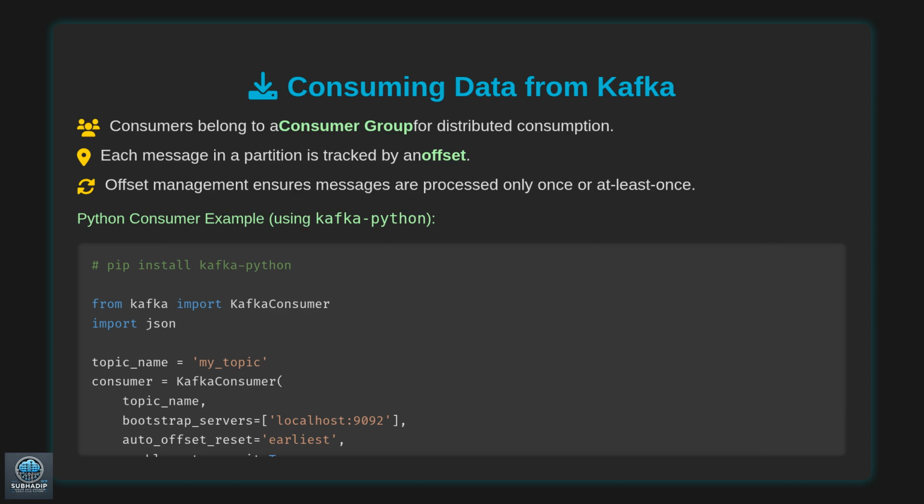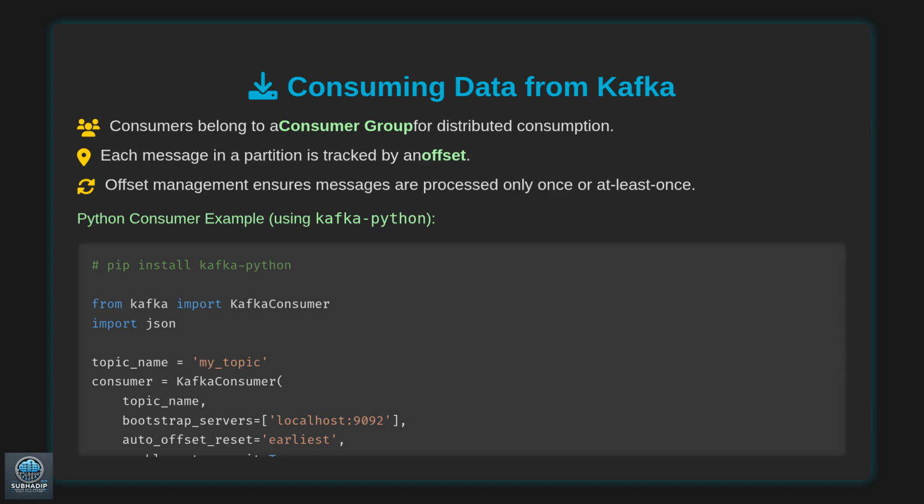Consumers read data from Kafka topics. They typically belong to a consumer group, which allows for distributed and parallel consumption. Each message within a partition is tracked by an offset, a unique identifier that helps manage message processing. Proper offset management is crucial for ensuring messages are processed exactly once, or at least once.